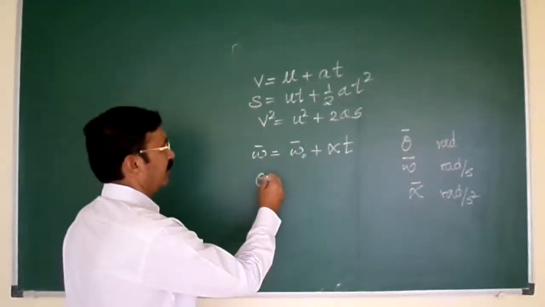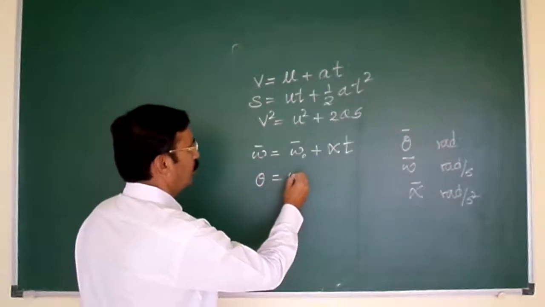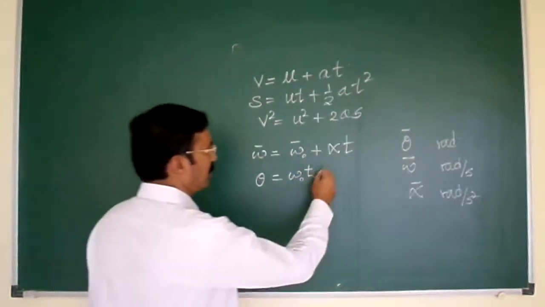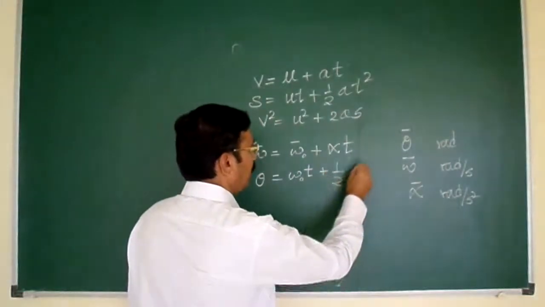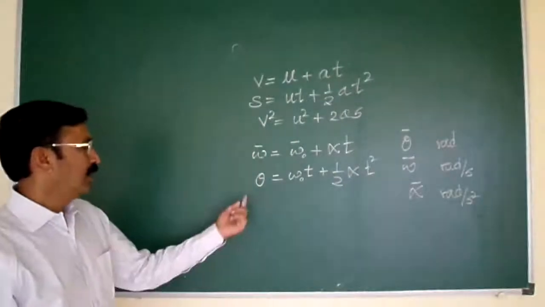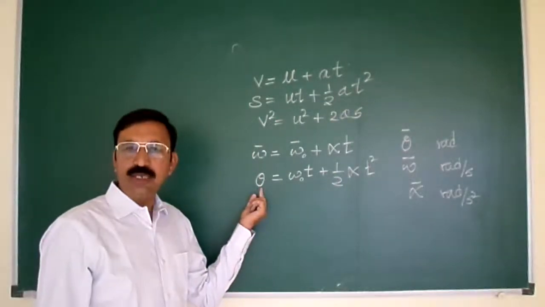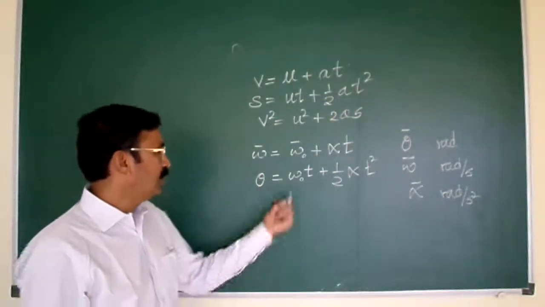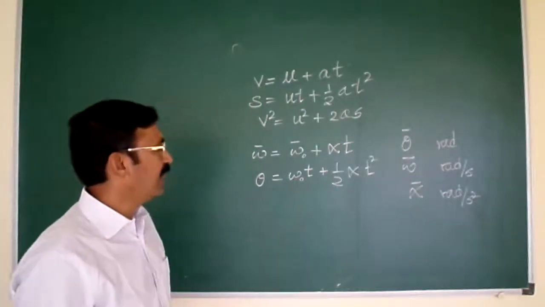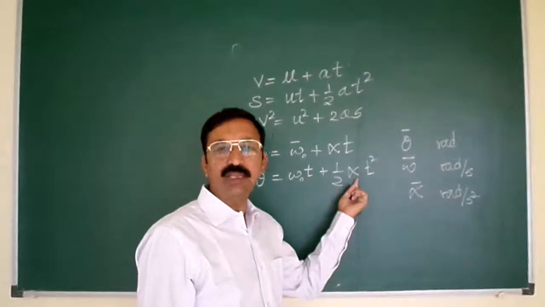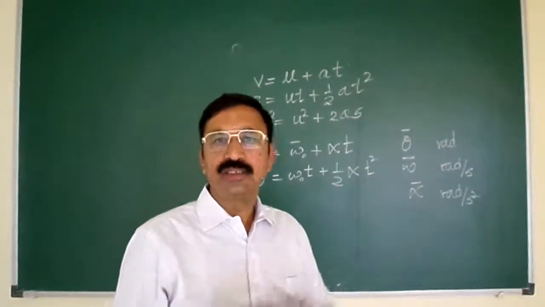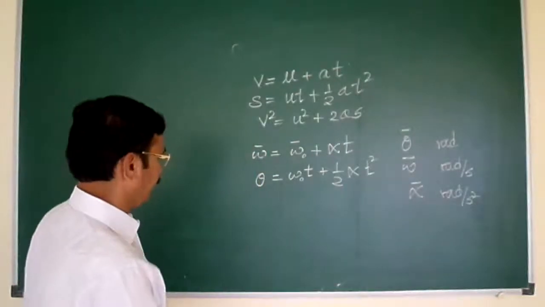Theta is equal to omega naught into t plus 1/2 alpha t square. Theta is angular displacement, omega naught is the initial angular velocity, alpha is angular acceleration, and t is the time for which the circular motion is taking place.